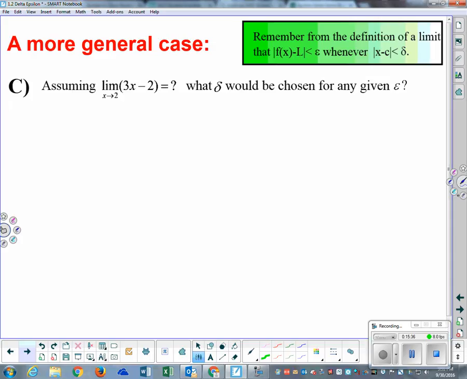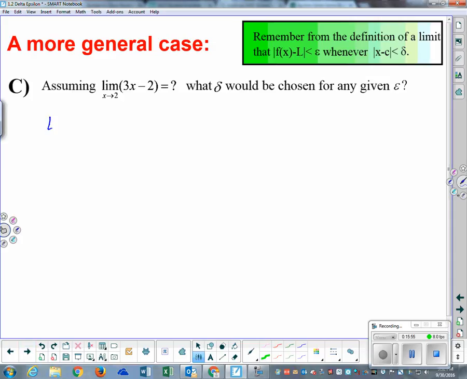So part C, assuming the limit as x approaches 2 of 3x minus 2, what delta would be chosen for any given epsilon? Notice this time they're not saying that epsilon should be within like 0.01 or anything like that. They're just saying given some value for epsilon, what would delta have to be? So the same thing here.